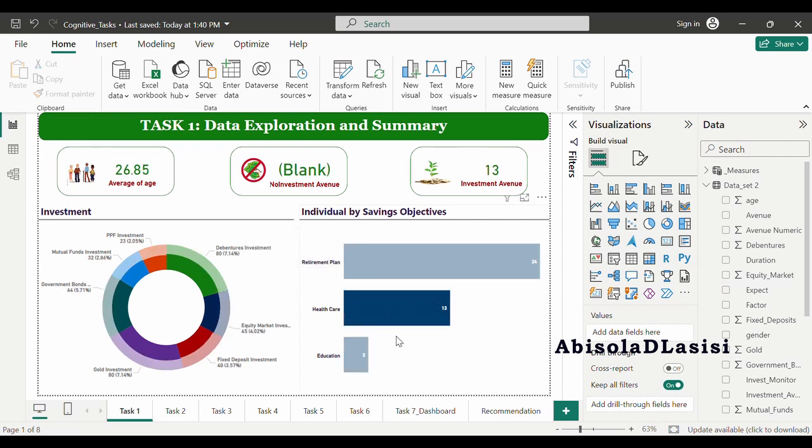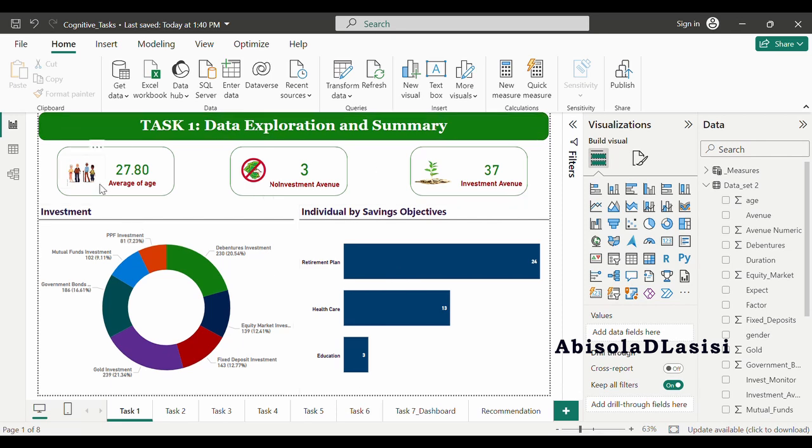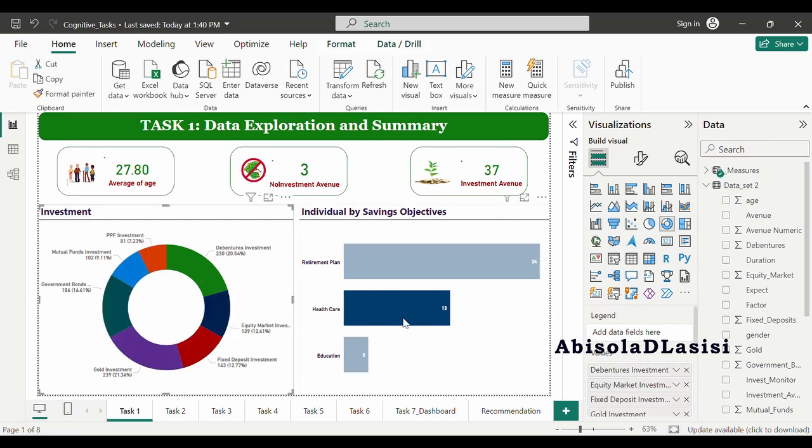Here is the insight I was able to derive from here. The average age is 27.8. We have no investment avenue of 3, investment avenue of 37, and we have historical investment individual. We can see that it is very interactive.